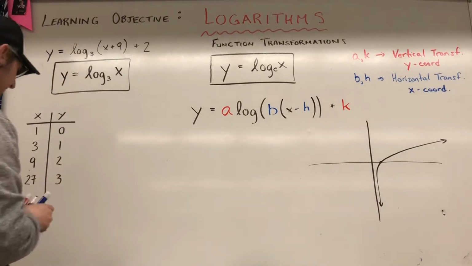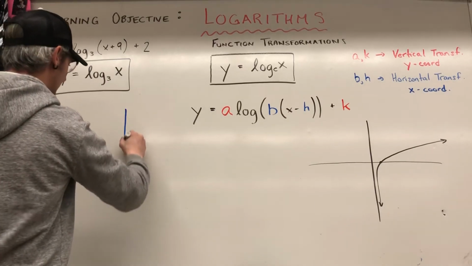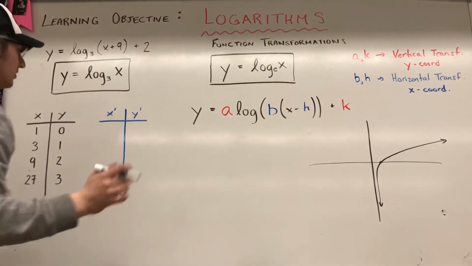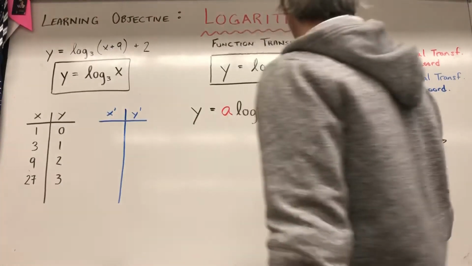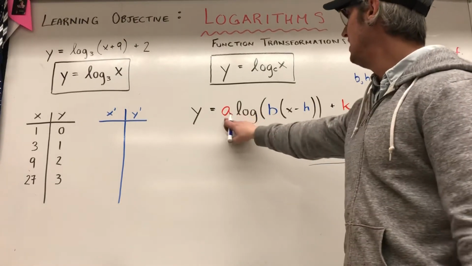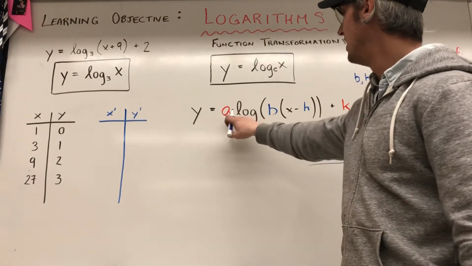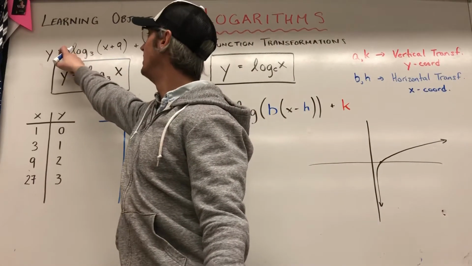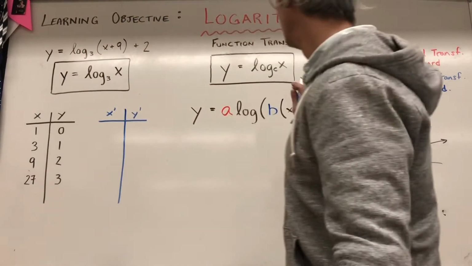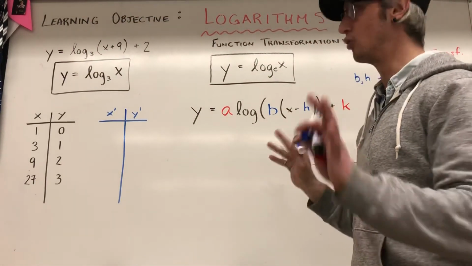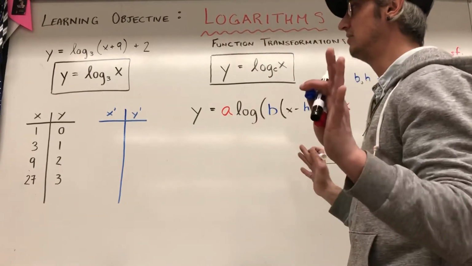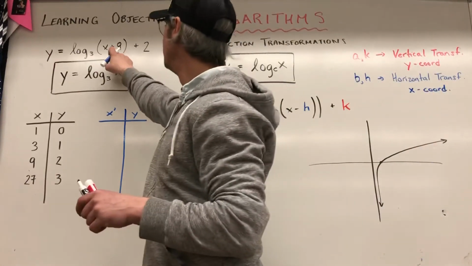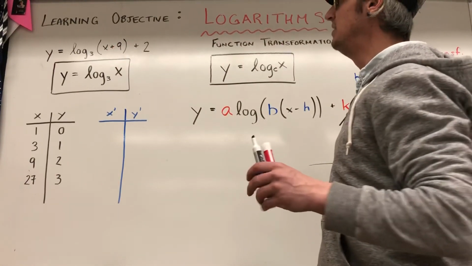We're going to create our transformed table of values for x prime, y prime. Those are just what I'm going to call my transforms. So I always start with my a. I apply my stretches to my x and y coordinates. But I don't have anything in front of a or b, so a and b are 1. They're not 0, they're 1 because 1 represents nothing changing. However, for h, I have a plus 9. So I know when h is positive, it means I'm subtracting.